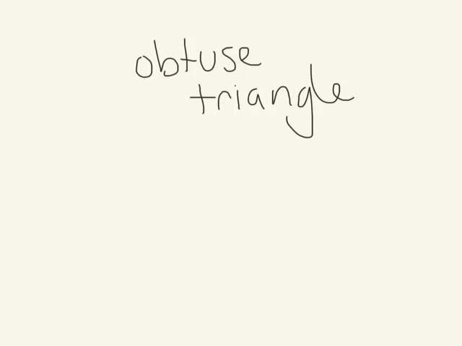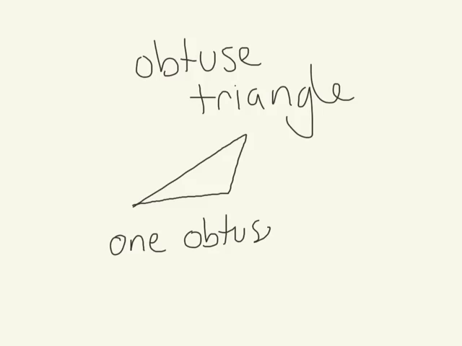The last is an obtuse triangle. This triangle has one obtuse angle. So if a triangle has an obtuse angle, it would be considered an obtuse triangle.